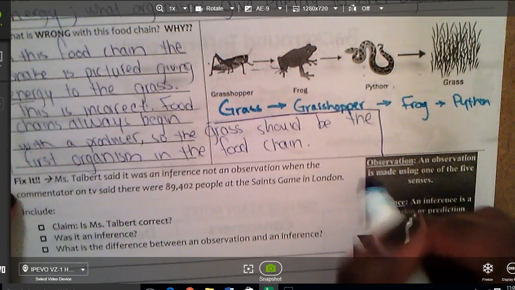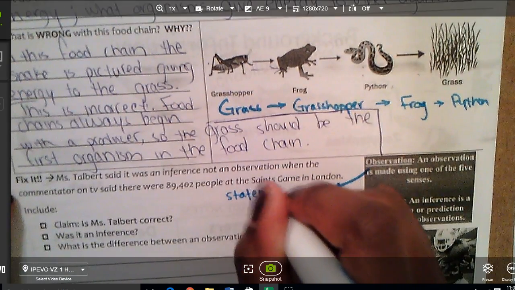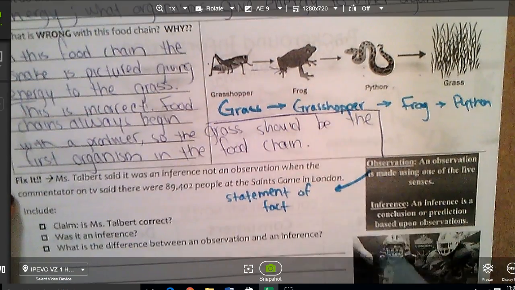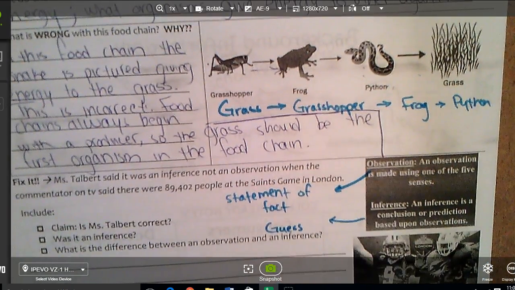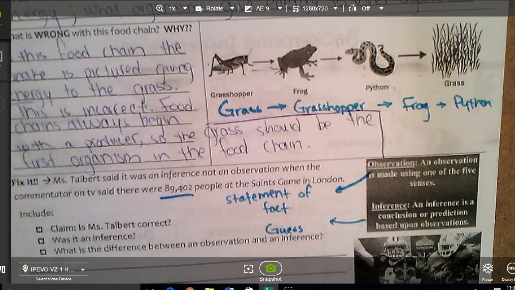So the first one is a statement of fact. Make your paper look like mine, so make sure you're writing this down. Statement of fact. And the next one is actually a guess. So Ms. Talbert is saying 89,402 people were counted at the Saints game. Is this an inference or an observation?